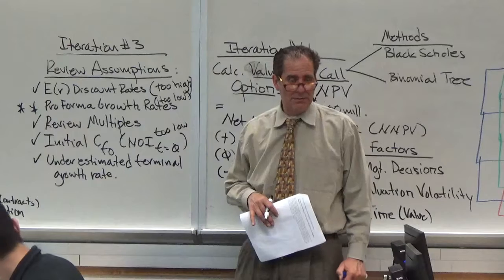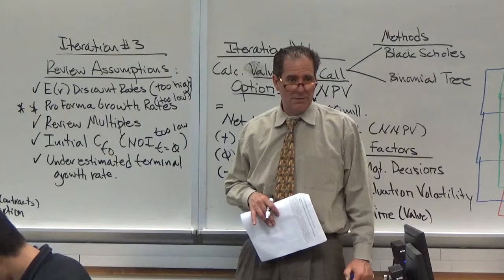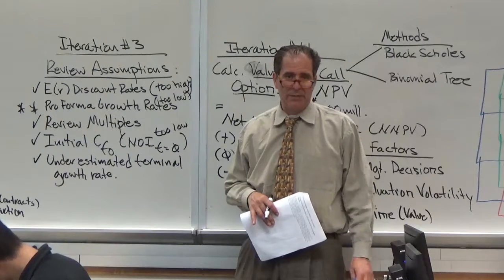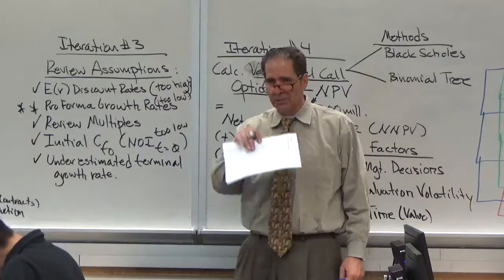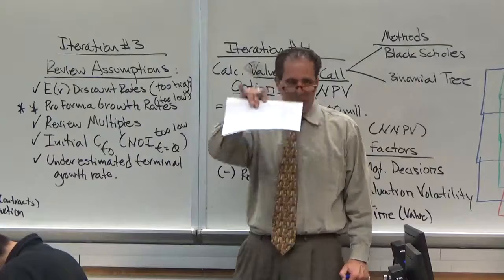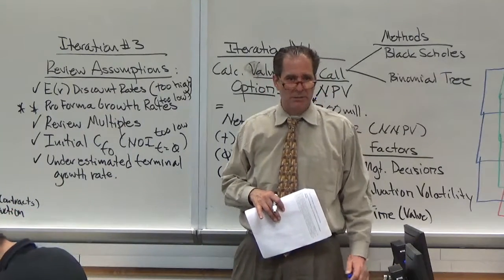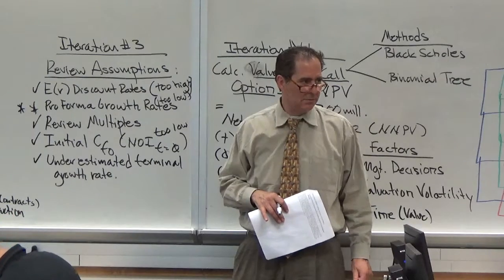Too high or too low? What about the growth rates? The initial growth rate in Gordon growth, the terminal growth rate, the growth rates across the pro formas, were they too high or too low? Too low.